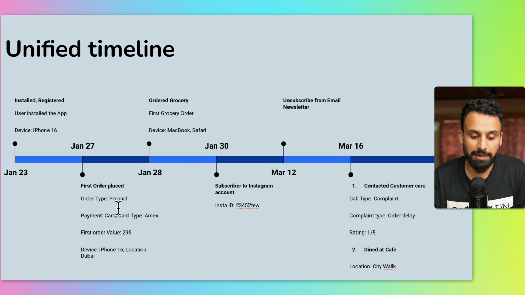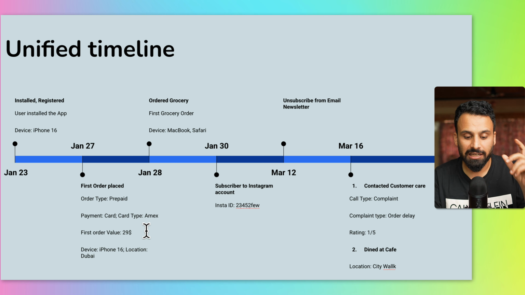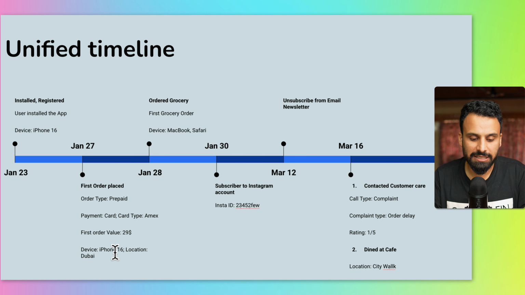Order type was prepaid, payment was card, and the card type was Amex, such kind of details. And then the first order value was $29, and the device they were using again was an iPhone 16, and they ordered from location Dubai. On Jan 28th, they ordered their first grocery order, and the device was a MacBook, and they were using Safari, but it's the same user. See, on a different device now.